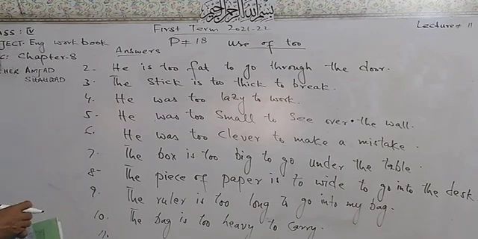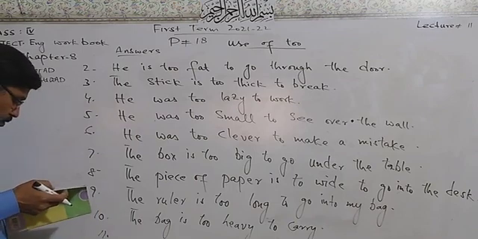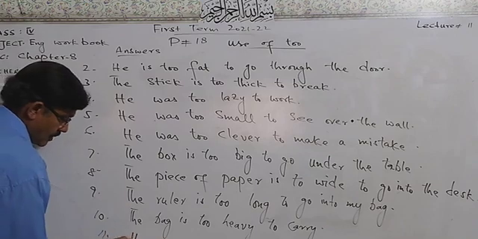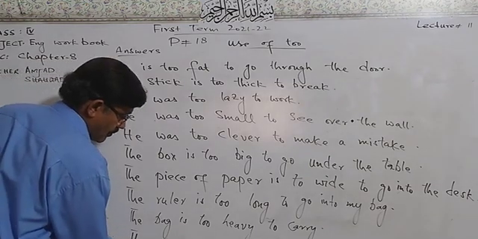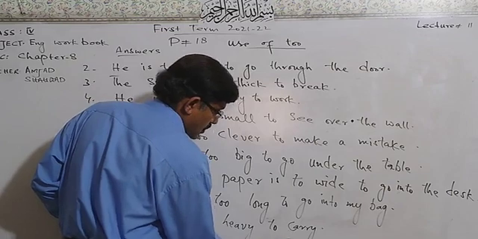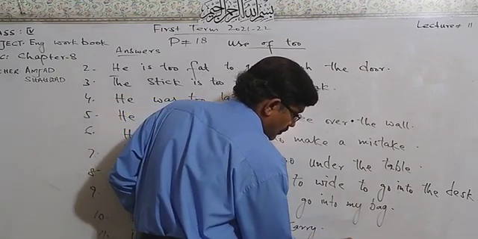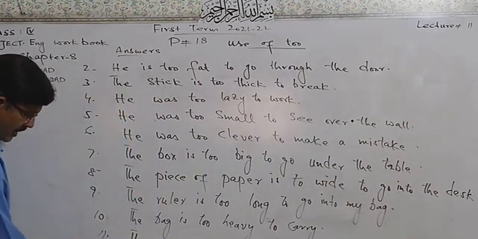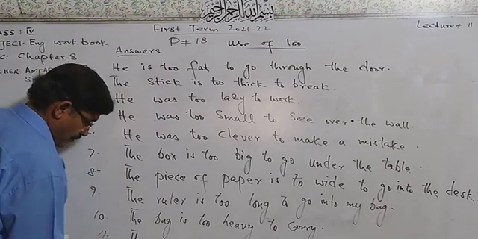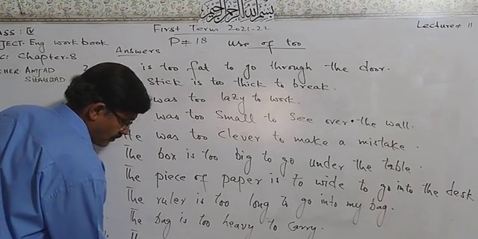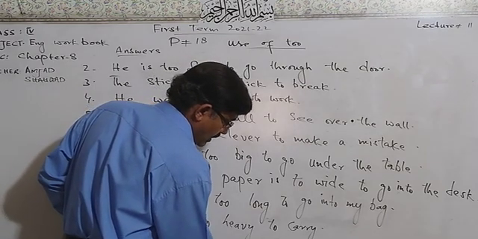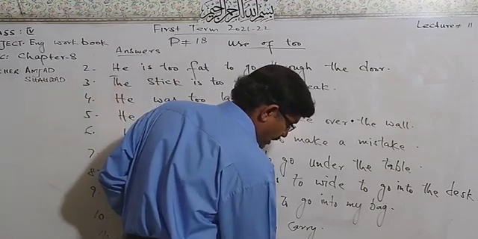Number 11. No one could answer the question, it was too hard. The question was too hard to answer. Number 12, last one. They could not speak, they were too frightened. They were too frightened to speak.